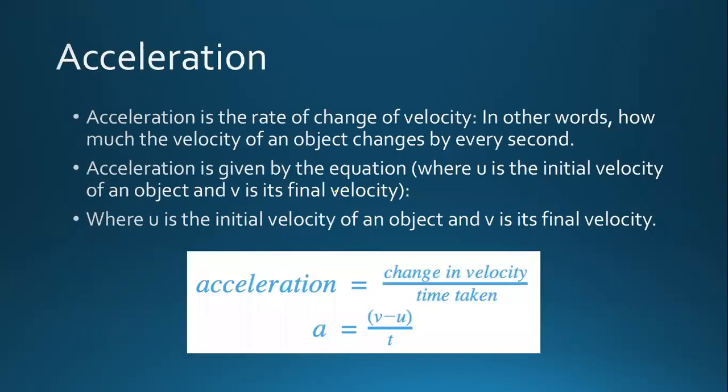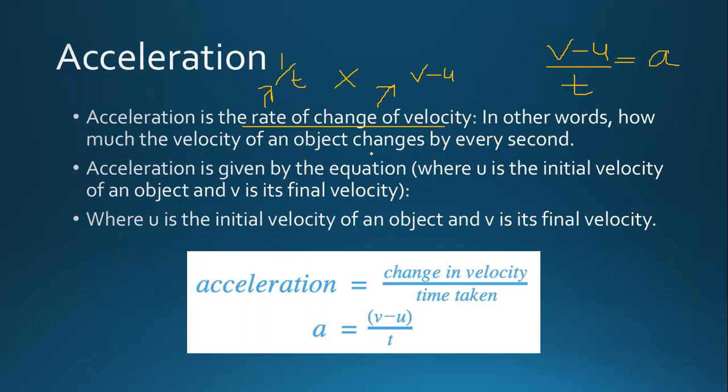What is acceleration? Acceleration is the rate of change of velocity. Rate का मतलब होता है divided by time, and change in velocity is final minus initial. So rate when combined with change of velocity makes v minus u over t, which is the formula for acceleration.